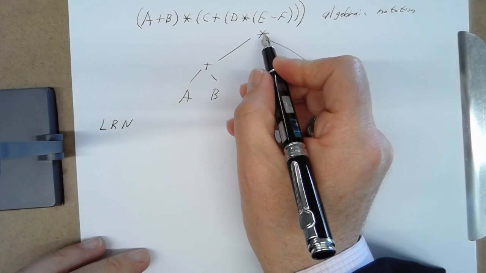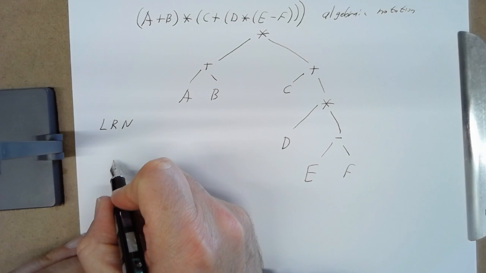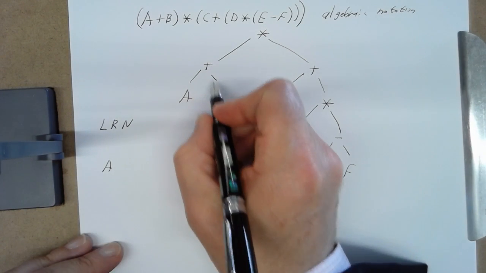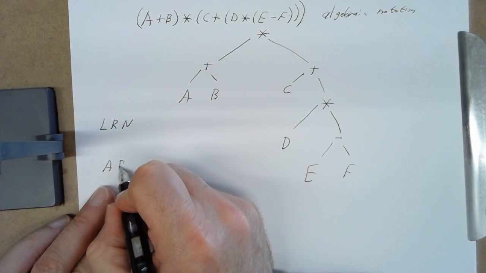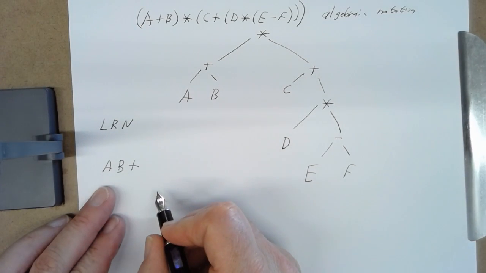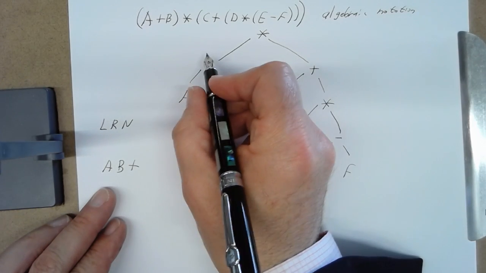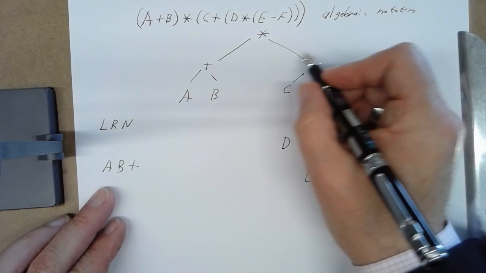We're going to start at the root. We're going to come all the way to the left, and we'll get an A. And then we'll go all the way to the right and get a B. And then we'll visit the node. And that's the traversal of the left subtree. Now we're going to traverse the right subtree.